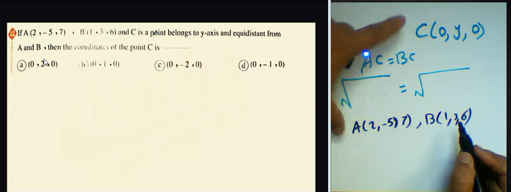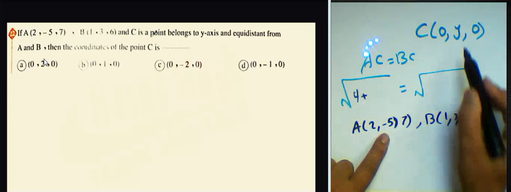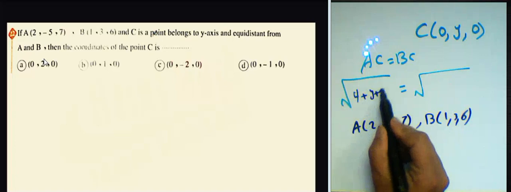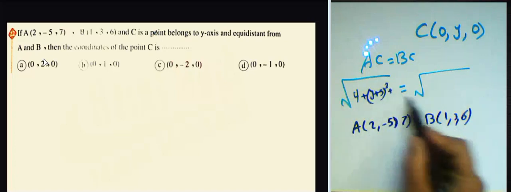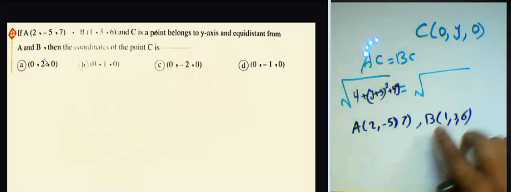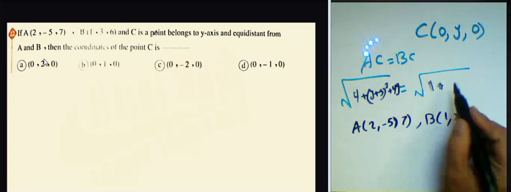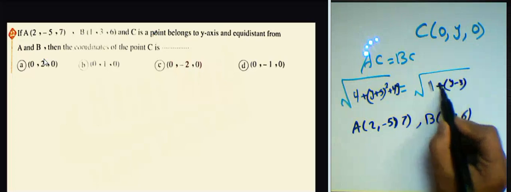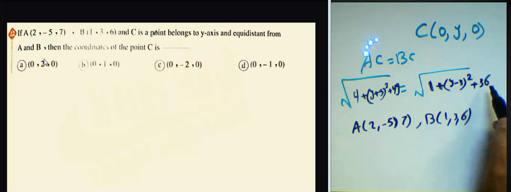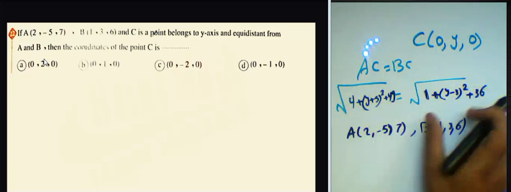AC: 2 minus 0 equals 2, power 2 equals 4. -5 minus y, or y plus 5, all power 2. 7 minus 0 equals 7, power 2 equals 49. And BC: 1 minus 0 equals 1, power 2 equals 1. 3 minus y, or y minus 3, all power 2. 6 minus 0 equals 6, power 2 equals 36. Okay, we have a root equal to a root.